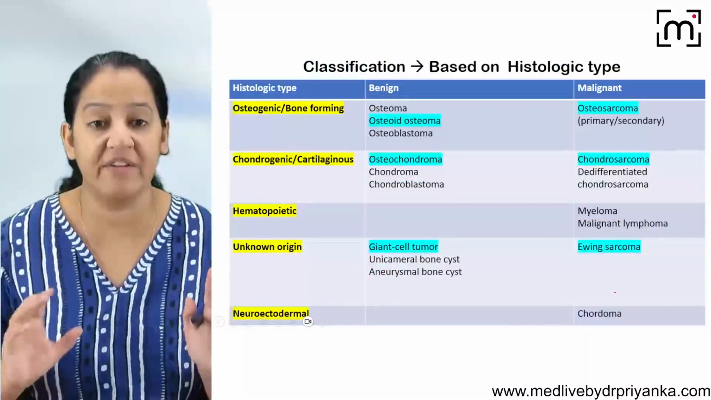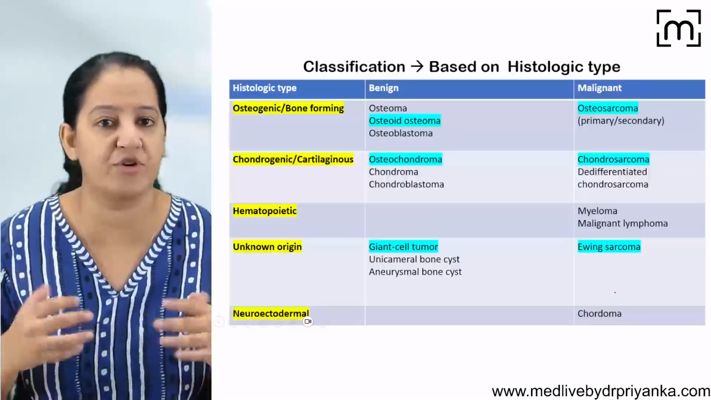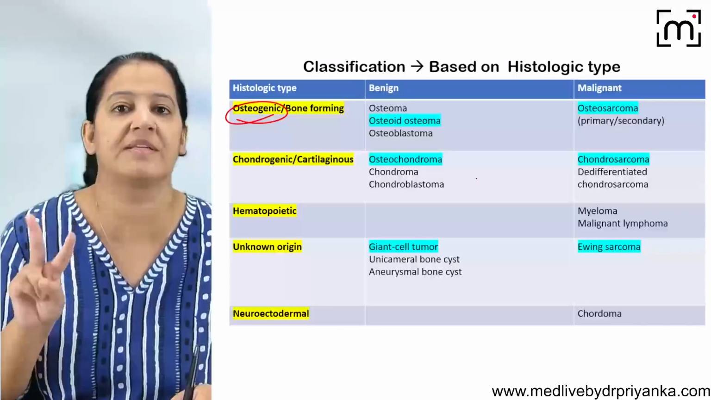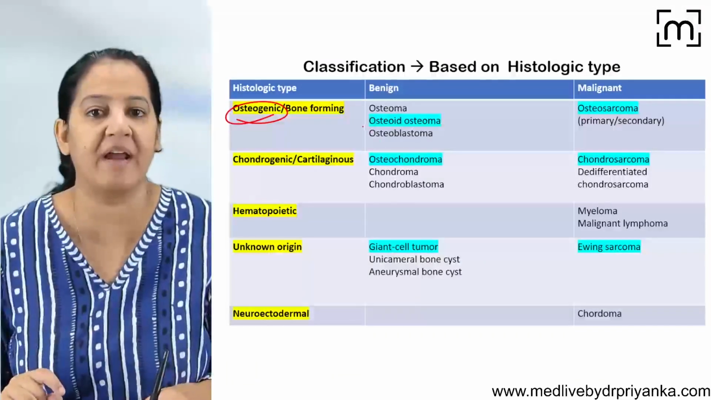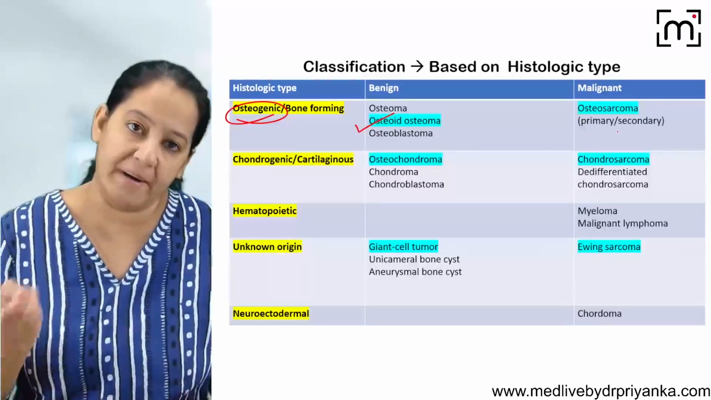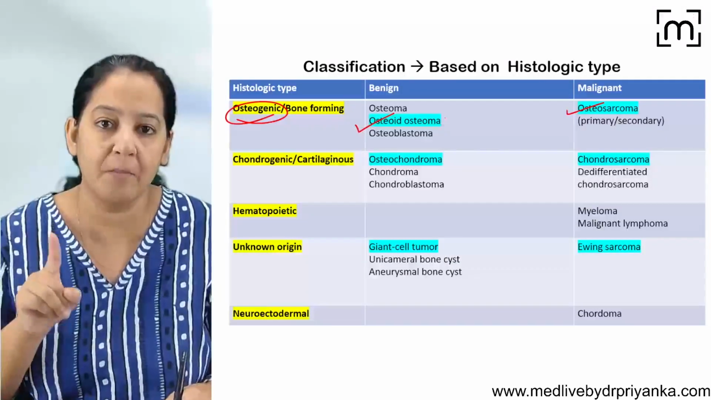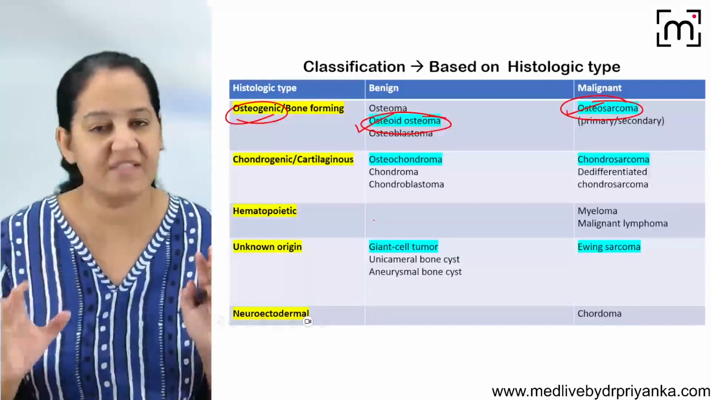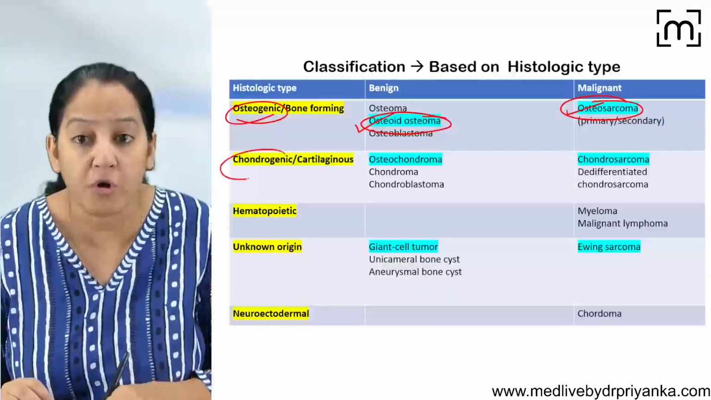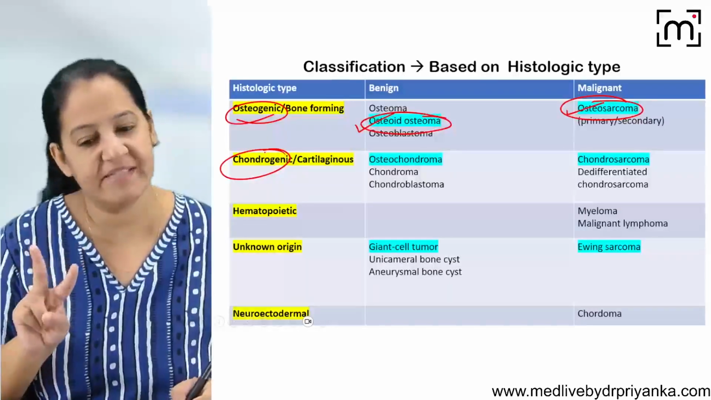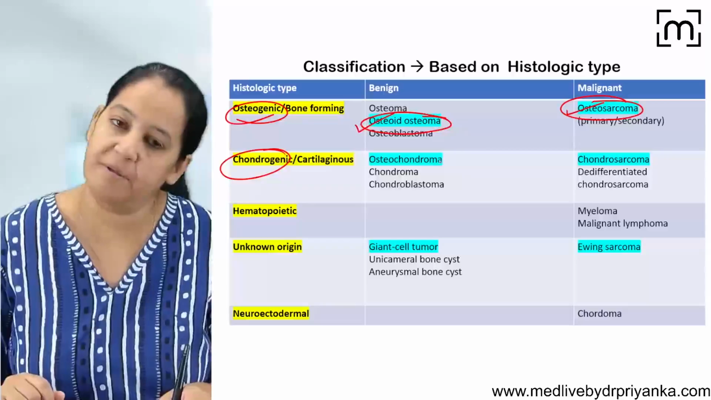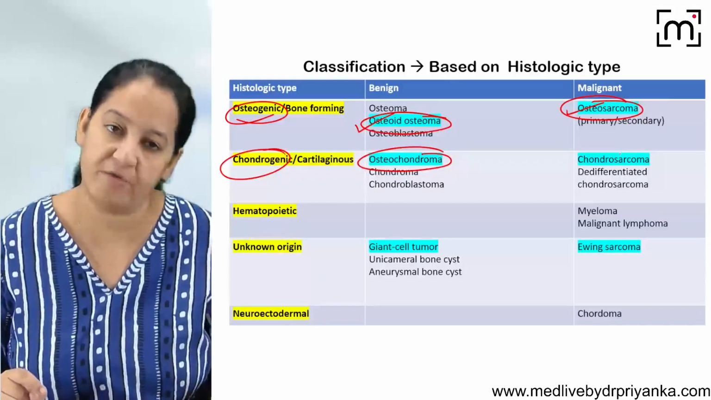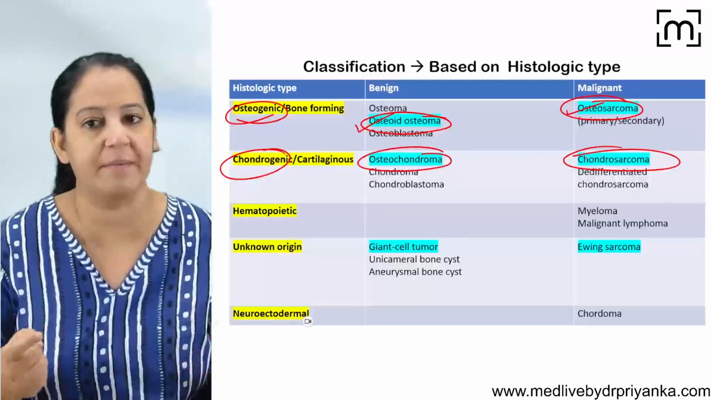So among these, we will see details of the 6 ultra important tumors from each category. Among the osteogenic tumors, I will be telling you 2 tumors in detail, one benign, one malignant. Among the benign, we will see osteoid osteoma, and among the malignant, we will see osteosarcoma. This is the most common benign bone tumor. This is the most common malignant bone tumor. We will be studying both of them in detail. Among the chondrogenic category, the cartilaginous category, again we will see 2 tumors in detail, one from the benign, one from the malignant. I will be telling you the details of osteochondroma from the benign category and chondrosarcoma among the malignant category.